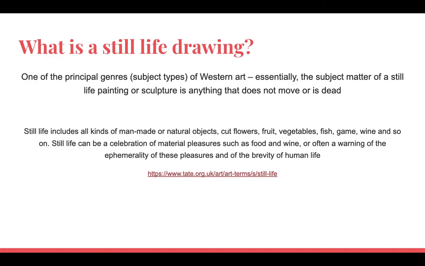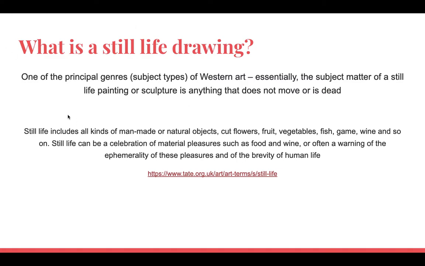And then still lifes include all kinds of man-made or natural objects, cut flowers, fruit, vegetables, fish, game, wine, and so on. A still life can be a celebration of material pleasures such as food and wine, or often a warning of the ephemerality of these pleasures and the brevity of human life.